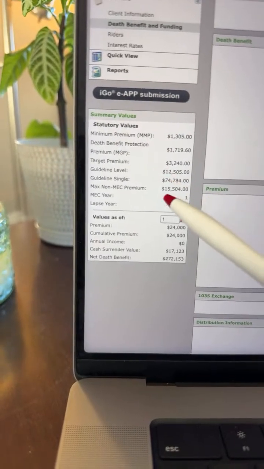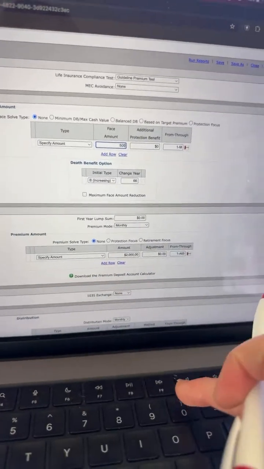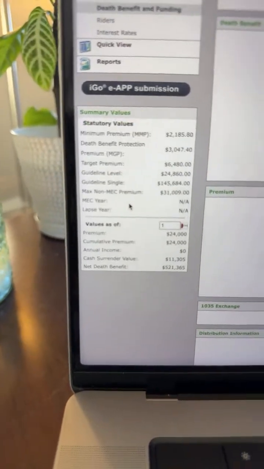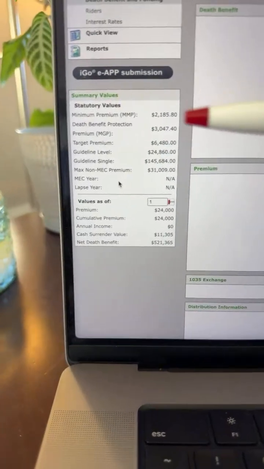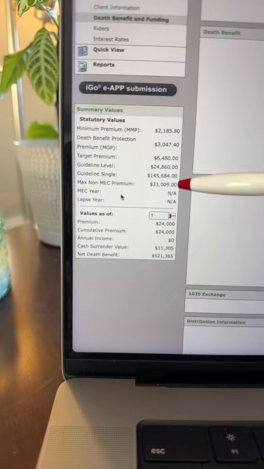If they can't reach this number, let me go back to the $500,000 death benefit just to give you guys a little run through here. If we put this back at $500,000, that's going to update all these numbers for us in real time. Check it out. So if we go back to this $500,000 death benefit, he can put in $31,000 a year.